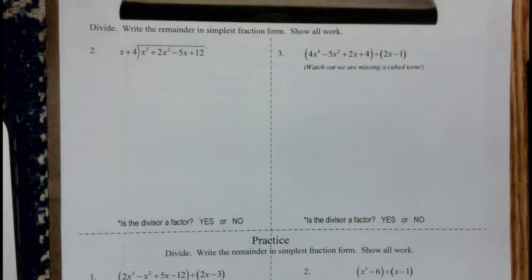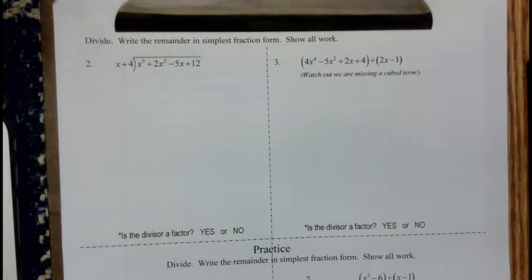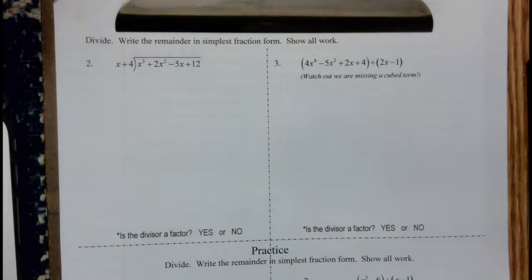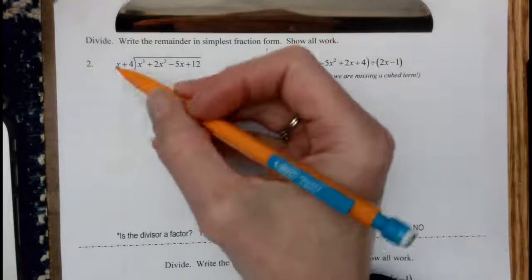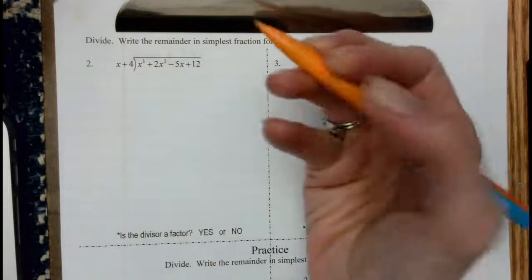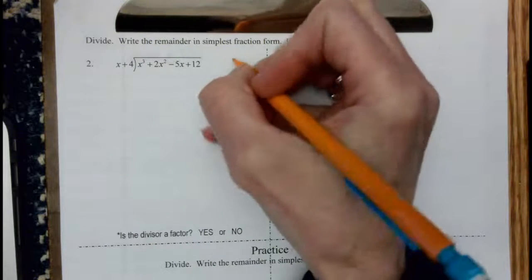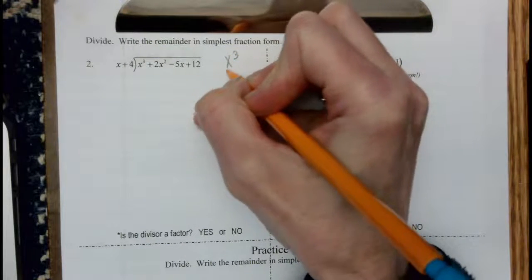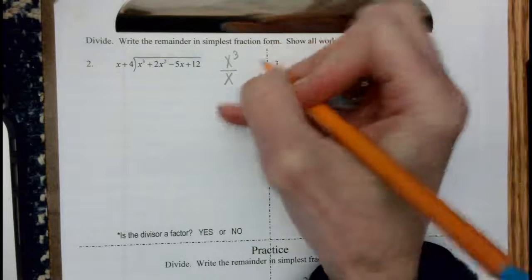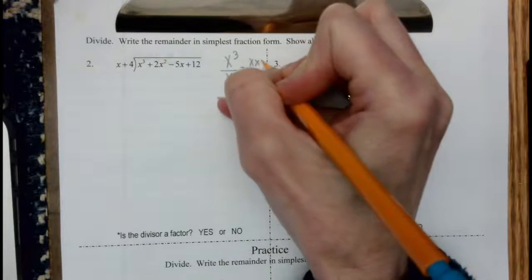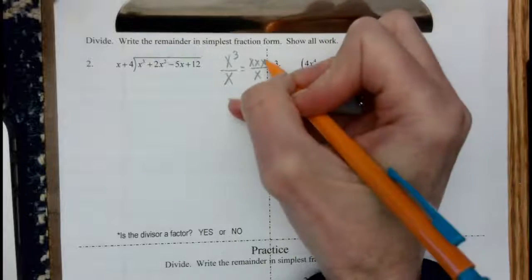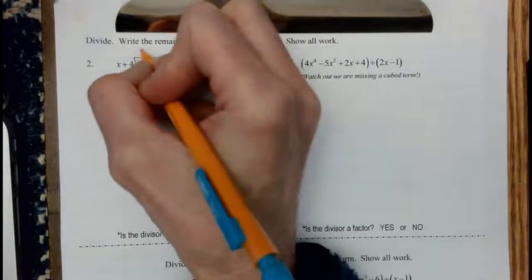So let's look at a couple of examples here on the back. It says, write the remainder in simplest fraction form, show all work. Well, once again, the process is taking the highest degree term and dividing it by the variable from our divisor. So in this case, it's going to be x cubed divided by x, which, by the way, if you need to, x divided by x, one of those x's cancels out and we get x squared.